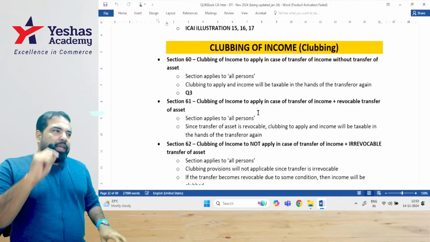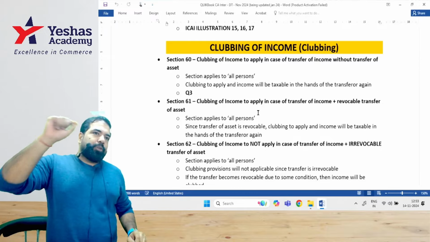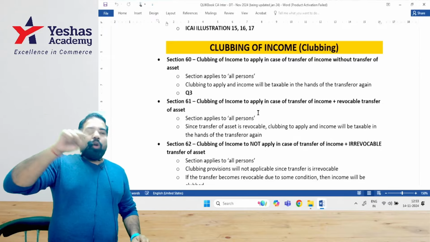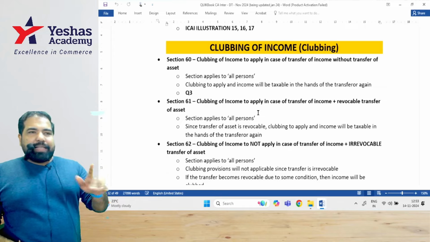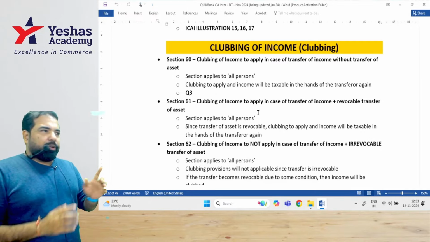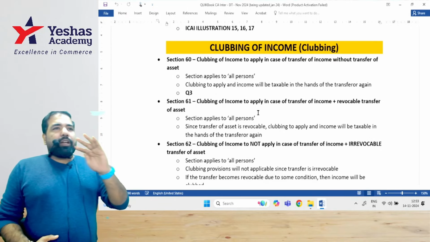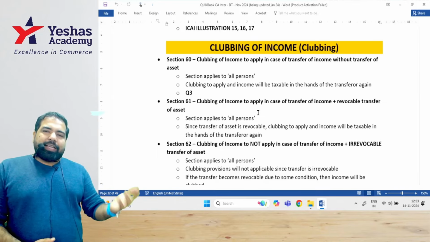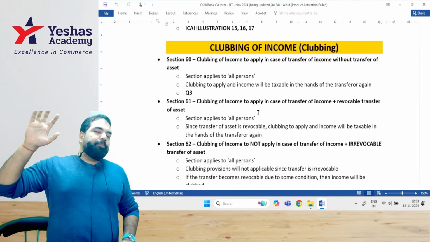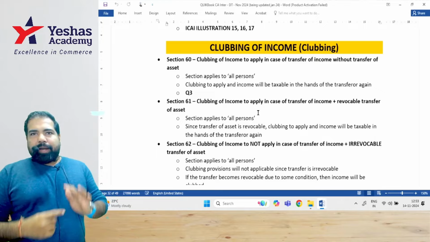First is spouse. If you transfer any asset to your spouse directly, will the income come back? Yes, unless it is AS. What is A for? Adequate consideration, meaning have they paid the full amount? Yes. And S is for those cases where income will not come back to you.